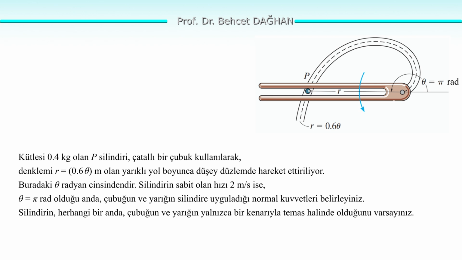A cylinder P with a mass of 0.4 kilograms is moved vertically along a slotted path with the equation R equals 0.6 theta meters, using a forked arm. Here, theta is in radians. If the cylinder's constant velocity is 2 meters per second, determine the normal forces applied to the cylinder by the rod and the slot when theta equals pi radians. Assume that at any given instant the cylinder is in contact with only one edge of the path and one edge of the fork.